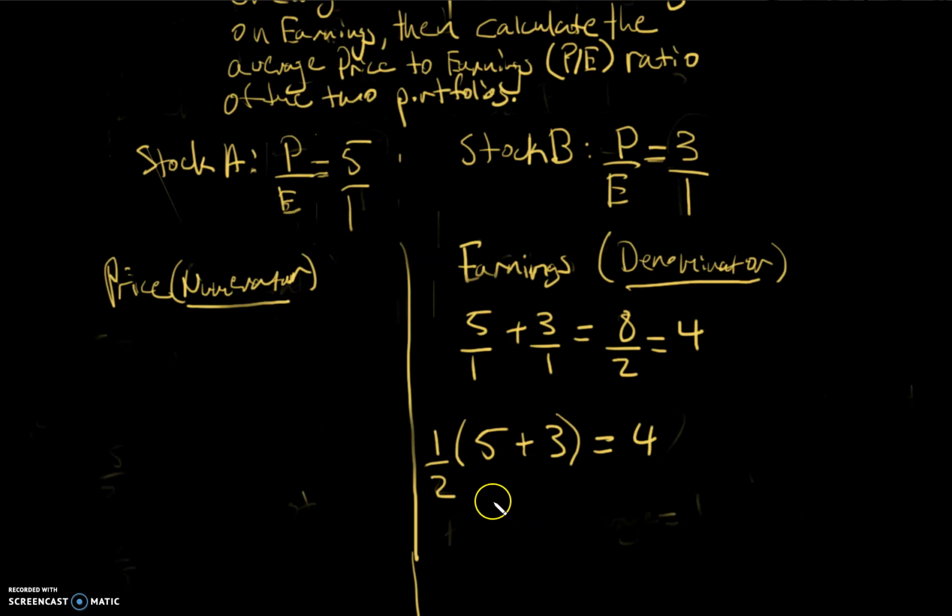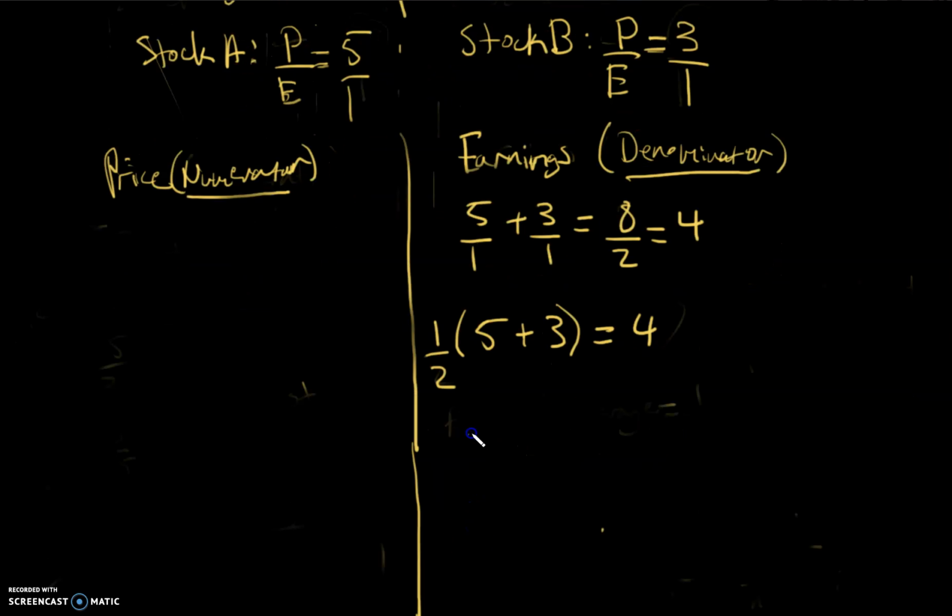Now the reason why I did it this way is because I wanted to make it explicit that what we're doing right here, we're actually calculating the arithmetic mean. So let's recall the definition or the formula of the arithmetic mean. That's 1 over n, sum from i equals 1 to n of x_i. And n is the number of things that you're calculating. In our case, we have 2 things, so n is equal to 2. And x_i is the thing that you're calculating. So x_1 is 5 over 1, and x_2 is 3 over 1.